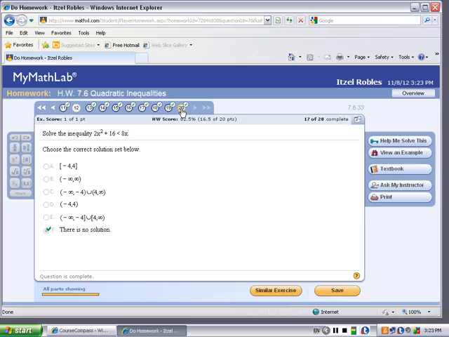Okay. Now, what's next? Well, remember, we would like to find, okay, very good, make one side to be 0. Subtract 4x on both sides, you get x squared minus 4x plus 8 less than 0. Does it make sense? So you are solving this. Am I correct?